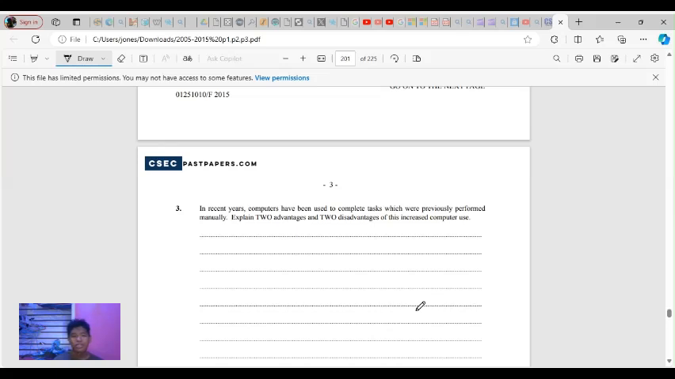So pay keen attention to that whenever you're writing an essay, a piece of prose, whatever writing you're doing on a computer. Make sure you take this ideology into consideration. So that is the advantages and disadvantages.